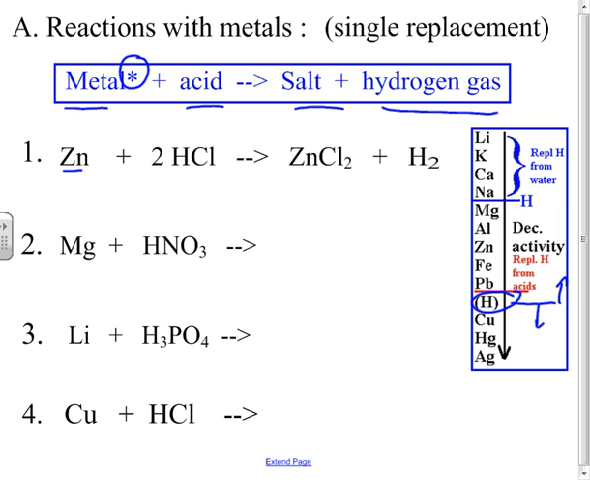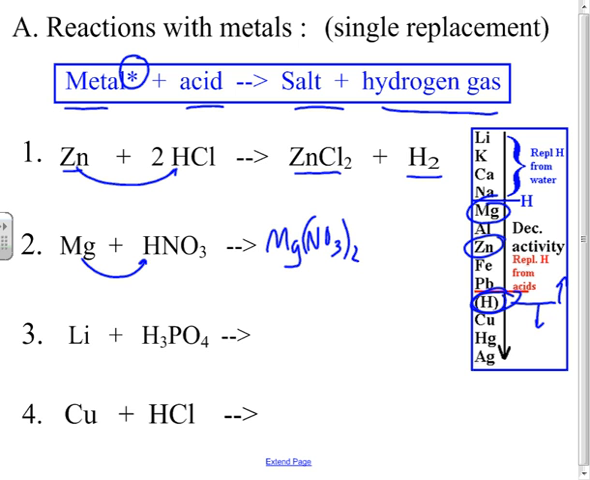So if I take zinc metal, which is higher than the hydrogen of acids, it can replace that hydrogen, and that gives us zinc chloride and hydrogen gas. Remember, hydrogen then is diatomic as always. Magnesium is also higher than the hydrogen of nitric acid, so the magnesium can replace the hydrogen of nitric acid. This will give us the salt magnesium nitrate and hydrogen gas.